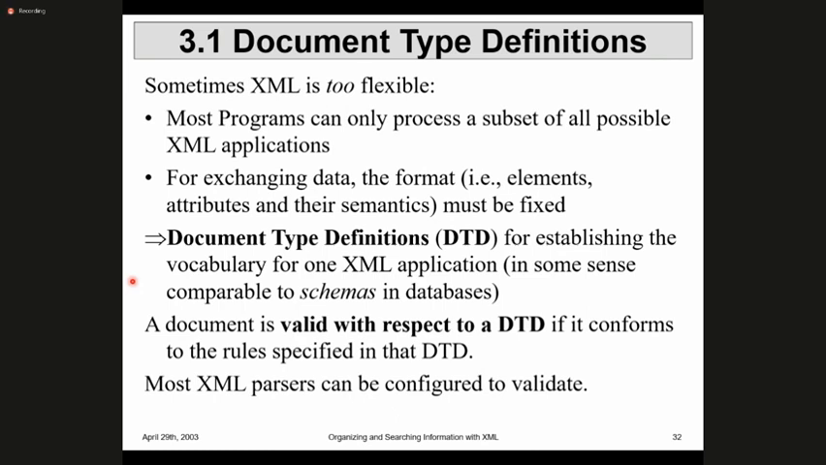There can be several types of DTD, document type definitions. If a document conforms to the rules specified in that particular DTD, we call it a valid XML document. Most XML parsers can be configured to validate against a particular document type definition.